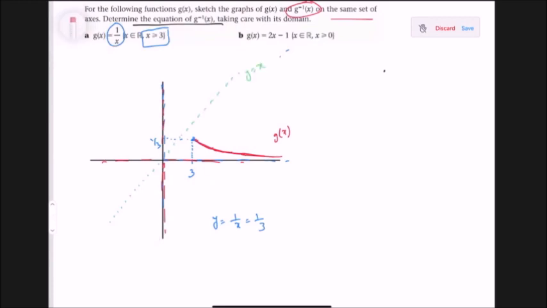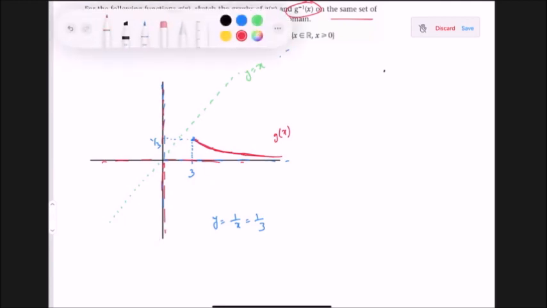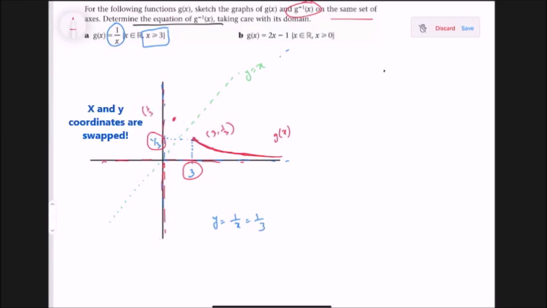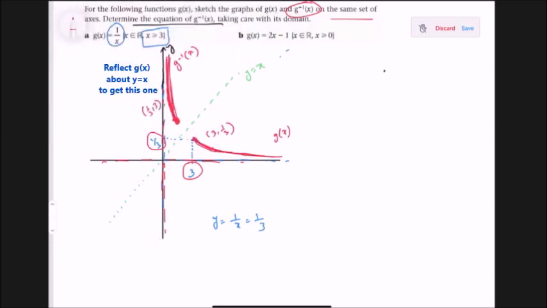So if I just take the mirror image of this portion, this 3, this x coordinate will be here, right, and the y coordinate, this point was 3 and 1 by 3, so we will have a point over here which will be 1 by 3 and 3. g of x and g inverse are reflection about the y equals x line.